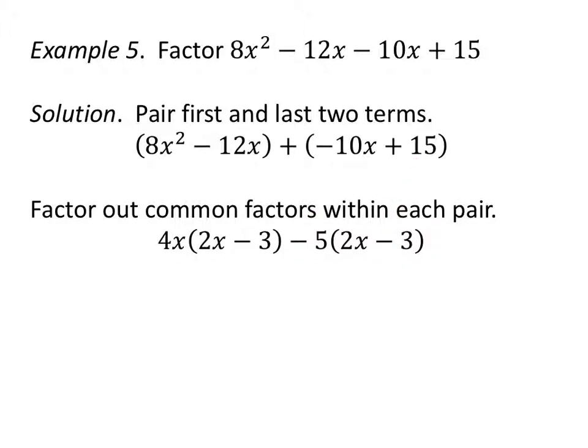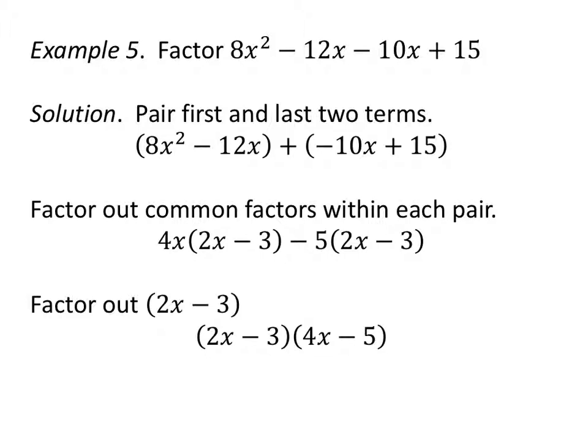And once again, we're excited because the binomials match. And so we can factor out the 2x minus 3. When we factor out the 2x minus 3, there it is. And what's left? Well, we have a 4x and a minus 5, which we put inside over here.